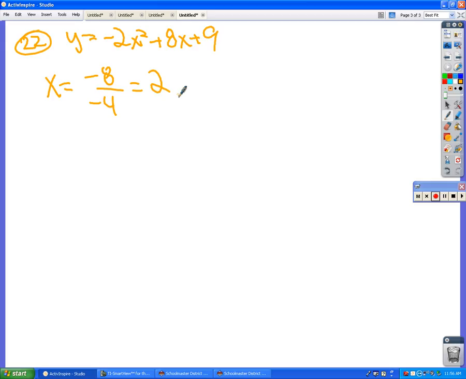Okay, Graham, what do I do with that? You don't know? Really? Yeah. Okay. Tristan, what do I do with the 2? Plug it in for the x's in the thing, yeah, okay? So to find out what the y equals, I have to plug the 2 into there.